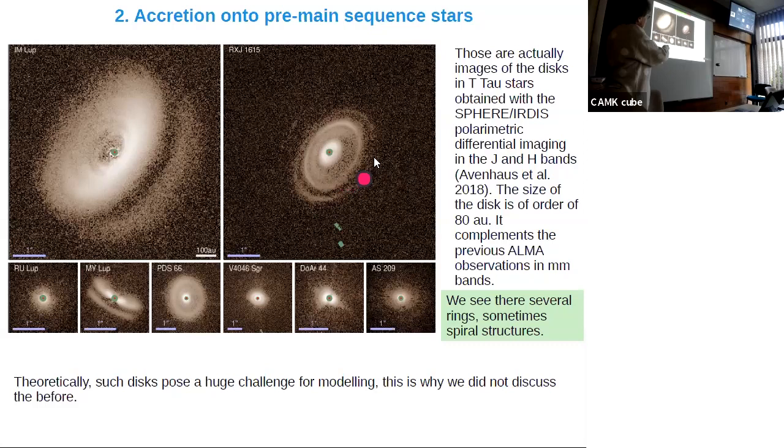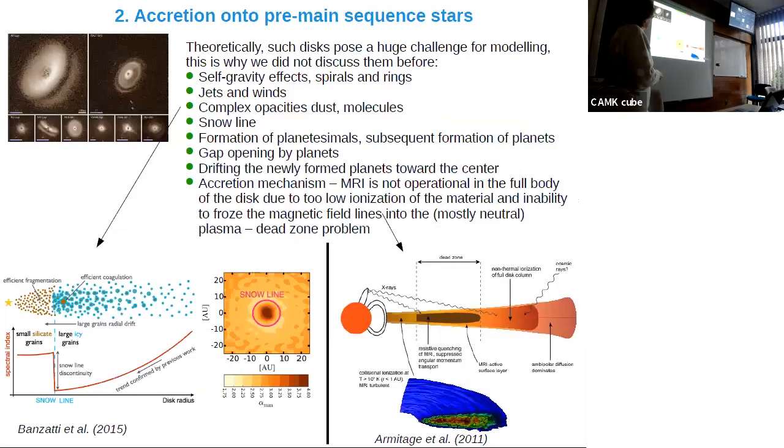Those rings are important because those rings are usually a signature that there is a planet or a companion forming there. Because if you have a massive body inside a Keplerian disk, it will interact with the remaining gas and it will open a gap. So that illustrates immediately that physically those types of accretion disks are, in my opinion, the most complicated ones. And this is the reason why we did not discuss those disks before. They are far too complicated for a simple lecture. And there is a lot of physics which is not quite well understood.